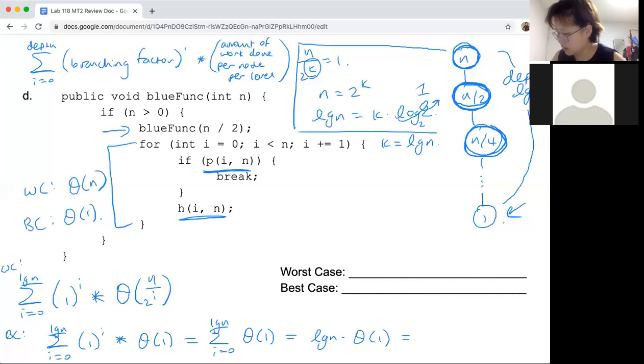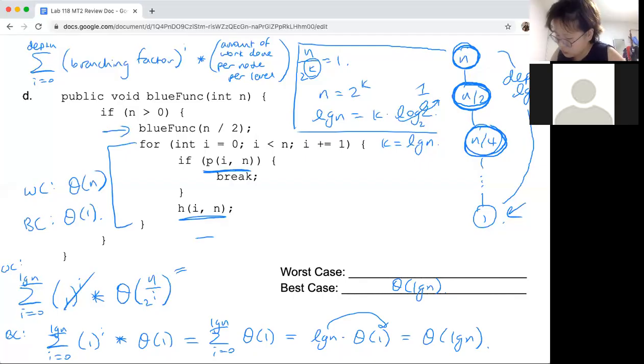And you can put log n inside the parentheses to get theta of log n. So that is your answer for best case. All right, and now we get into the worst case. The worst case is going to be a little bit more complicated. We can ignore this part because it's always going to be 1.